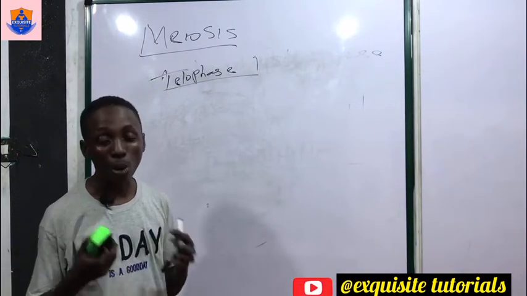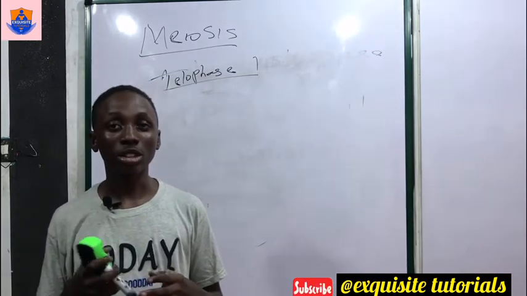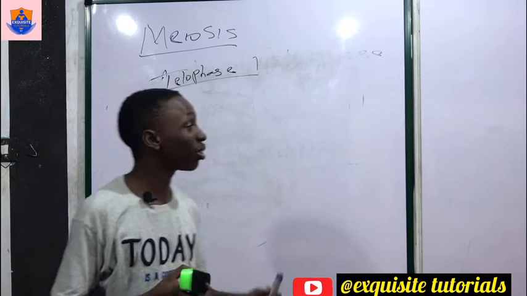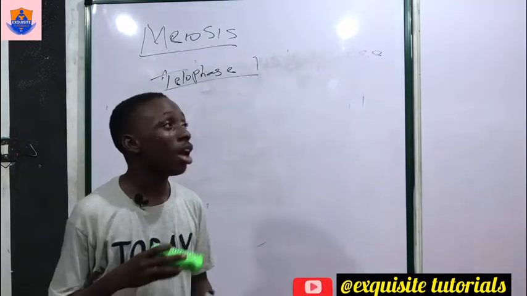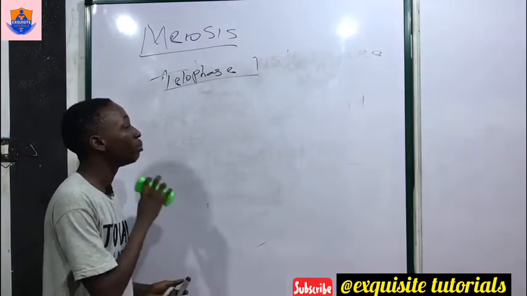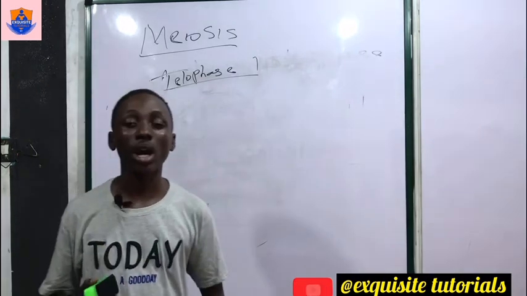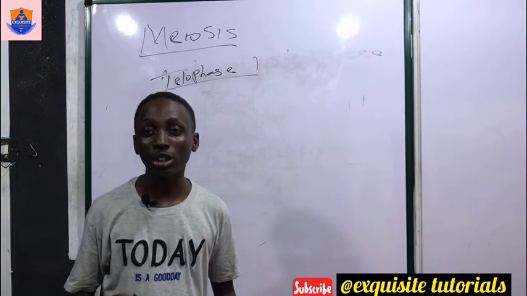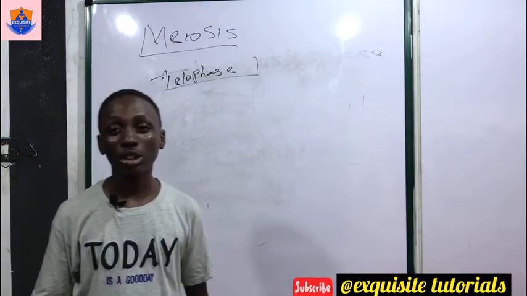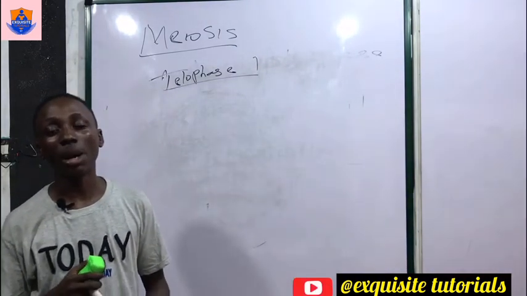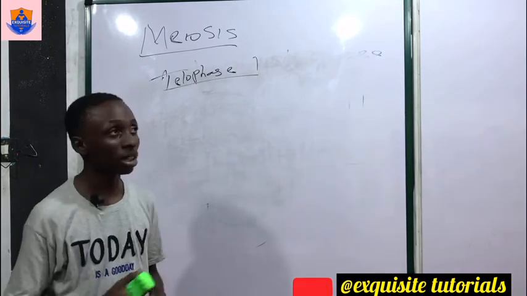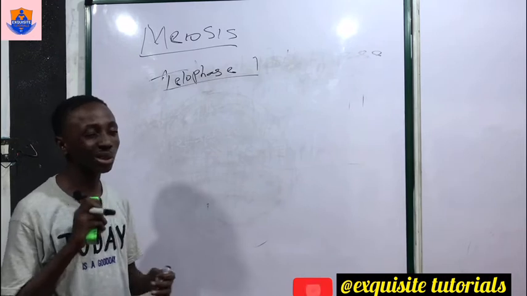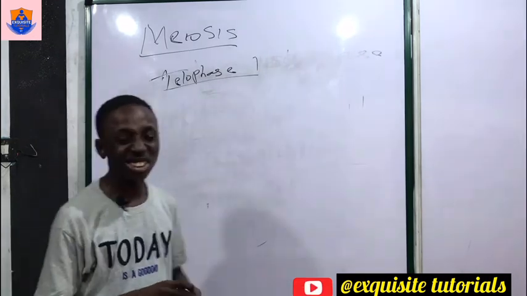If you want to know more of what I said about the second stage, you can go and review the video on mitosis, because the second stage is exactly similar to that of mitosis. Now we said the prophase 1 can be divided into different stages, where we have the leptotene stage, the zygotene stage, the pachytene stage, the diplotene stage, and the diakinesis. Very importantly, you must note that crossing over takes place at the pachytene stage.